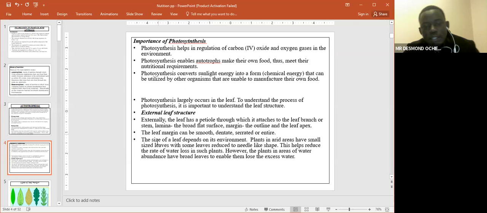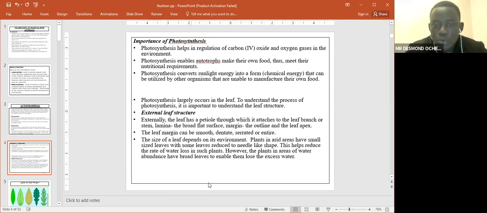So back to where we are, we said that externally, the leaf has a petiole through which it attaches itself to the branch or stem. It also has a lamina, which is a broad flat surface. It has a margin on the outline, and then it has got the leaf apex. Now, the leaf veins have not been included here, because in some plants it is difficult to see the leaf veins, but in most plants you'll be able to see them.